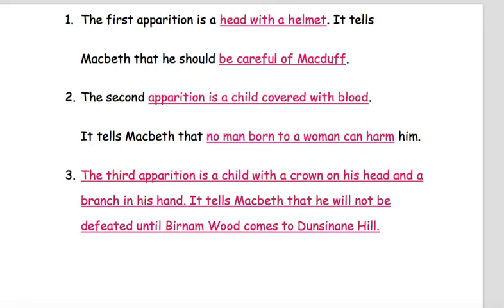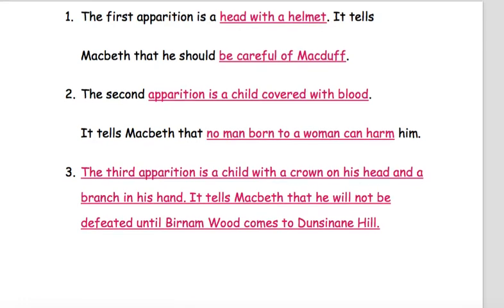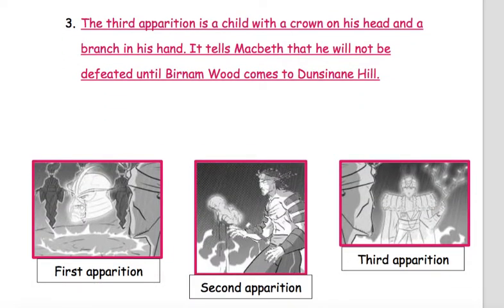The third apparition is another child with a crown on his head and a branch in his hand. It tells Macbeth that he will not be defeated until Birnam Wood comes to Dunsinane Hill. This is important, and it kind of doesn't make sense, and the audience during Shakespeare's time really wouldn't understand what this means. I also have some visuals here for you of what Macbeth saw. Here's that apparition with the helmet, the head and helmet, the bloody child, and then another holding the branch.